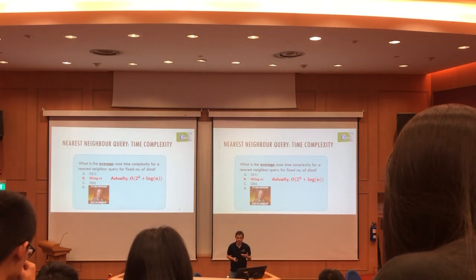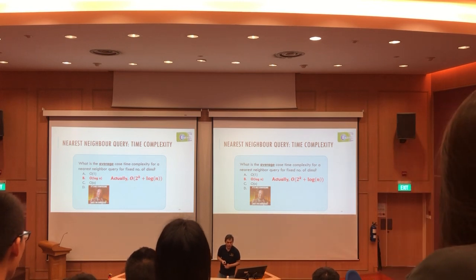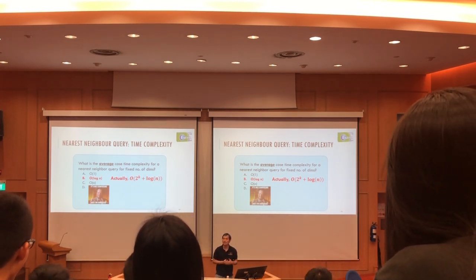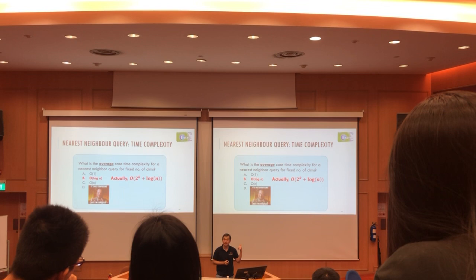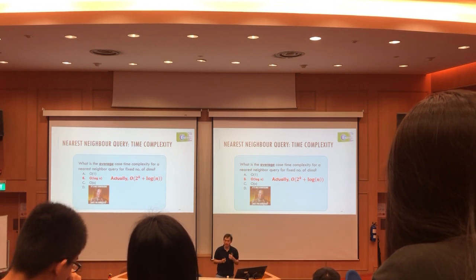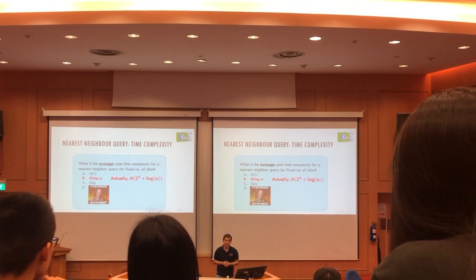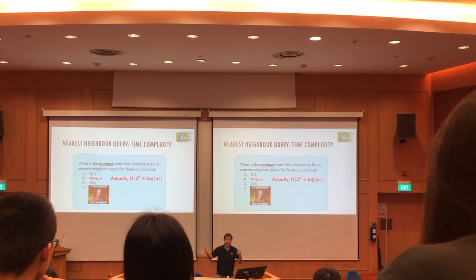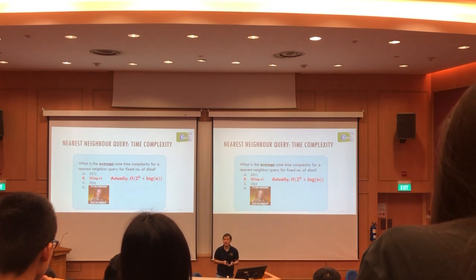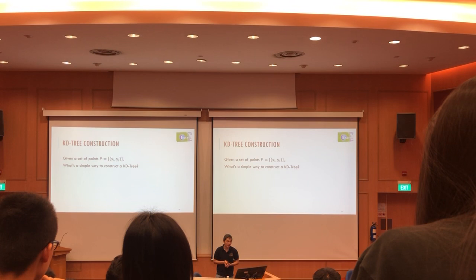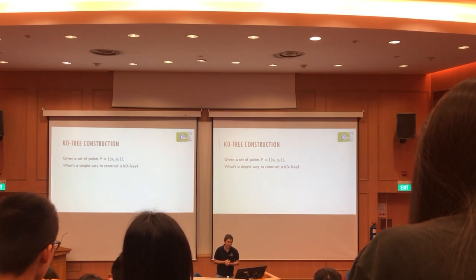This is the actual bound. The actual bound is 2 to the power of k times log n, where k is the number of dimensions. So this tells you something about how bad it is when it comes to scaling with the number of dimensions. As the number of dimensions increases, it can be quite poor. So you have to keep that in mind. It only works well for small to medium-sized dimensions.